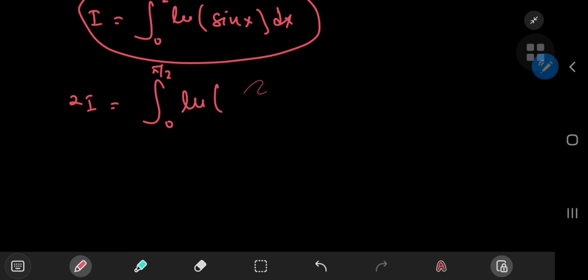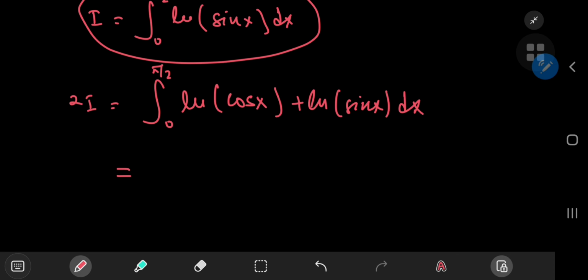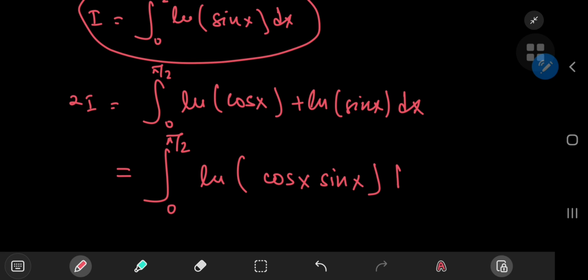So the natural log of the cosine of x plus the natural log of the sine of x. Now, because of the natural logarithm, we can replace these two individual logarithms that are being added up by a single logarithm of the product of their arguments. So we have cosine of x times sine of x inside and 2I on the left-hand side. So if we divide by 2, that will get rid of the extra factor here.